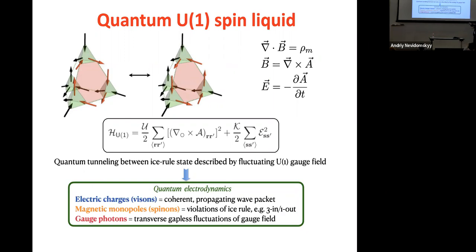One could write down a corresponding, I know the field theorists would prefer Lagrangian here, but I wrote a Hamiltonian. But you could write down Lagrangian or Hamiltonian of QED, where you literally have the coupling between matter fields and the light photons, except what plays the role, so there is a dictionary involved, what plays the role of electric charges, they're not electrons, they're actually these visons, they're coherent propagating wave packets. In addition, you have magnetic monopoles, which is not what standard QED has, and then what plays the role of the gauge U1 degree of freedom, the light, the photons, well, they're called gauge photons, and they're the transverse fluctuations of the spins.